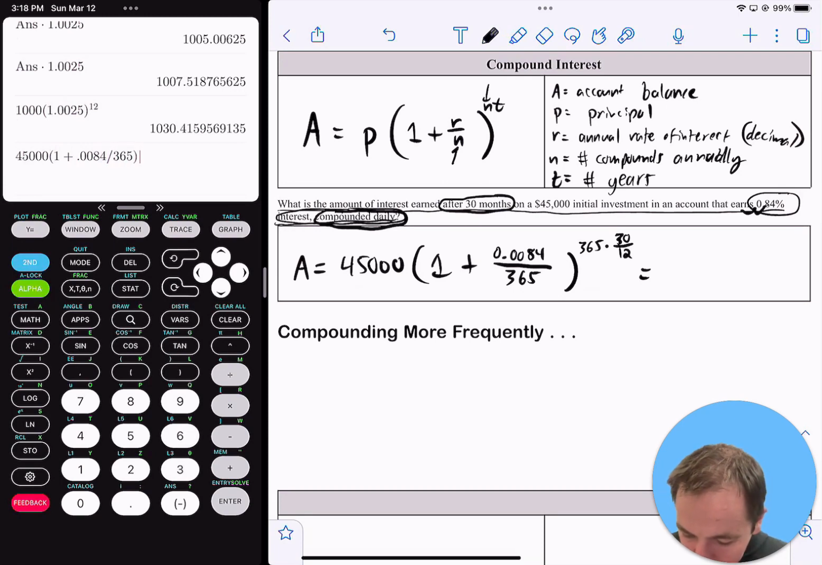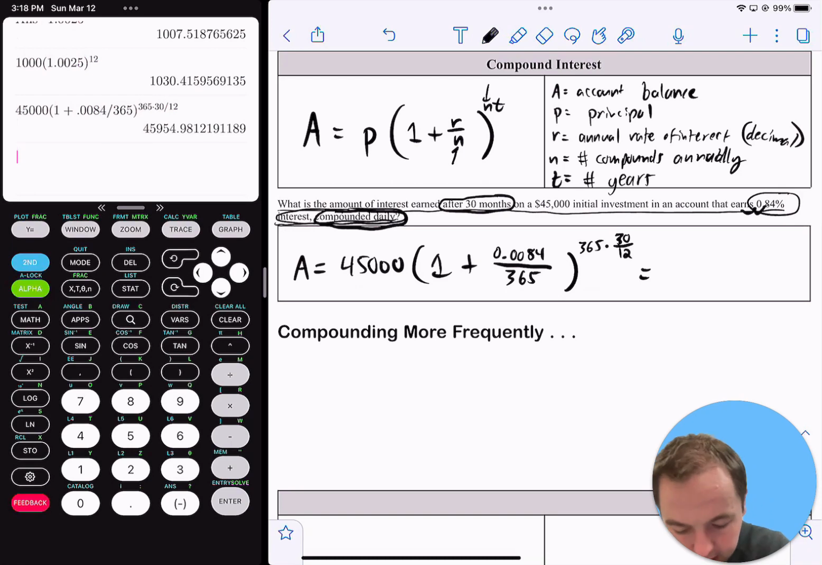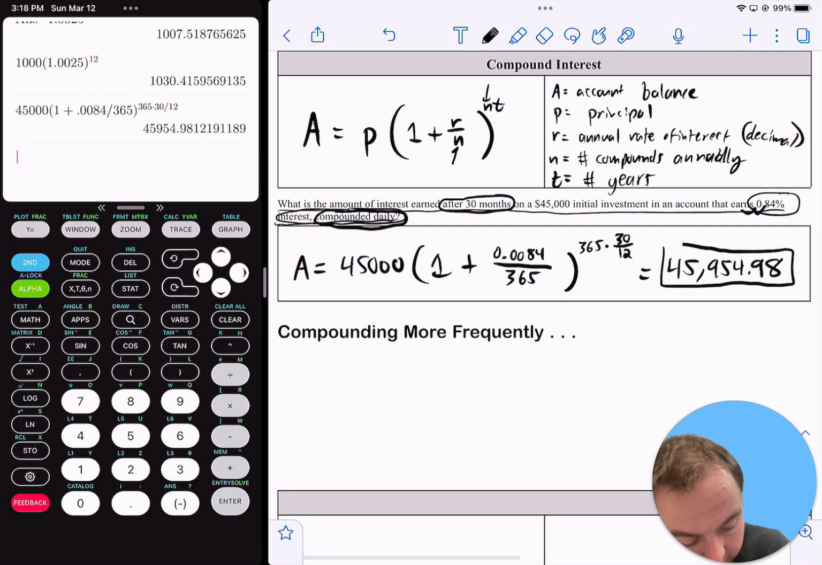And then close off that parentheses, and then I'll exponentiate this and have 365 multiplied with 30 divided by 12. And then it comes up with this value that we see right here. So $45,954.98 if we round it to the nearest cent and round it down. All right, so that right there is going to give you how much money is in your account after those 30 months.